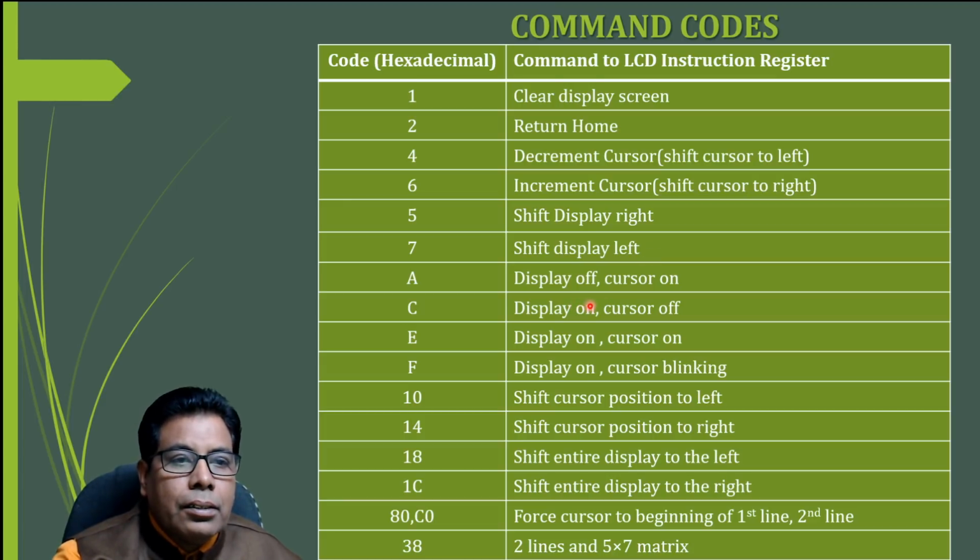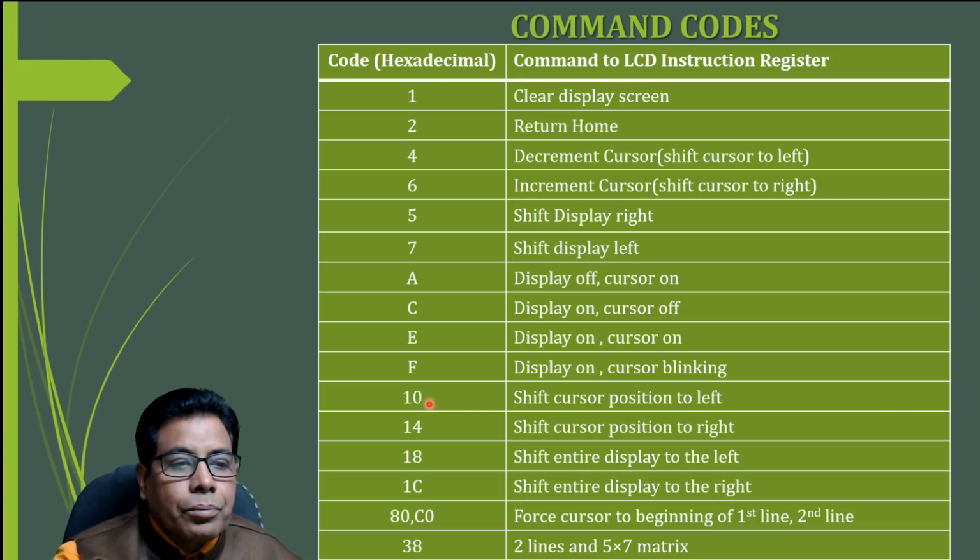Then 0A is for display off, cursor on. Then display on, cursor off is 0C. Then 0E is display on, cursor on. So while programming, we'll have to make use of these commands. If you want display on as well as cursor on, we can use 0E, and then 0F is display on, cursor blinking. So when the cursor is blinking, we'll know the position of the cursor.